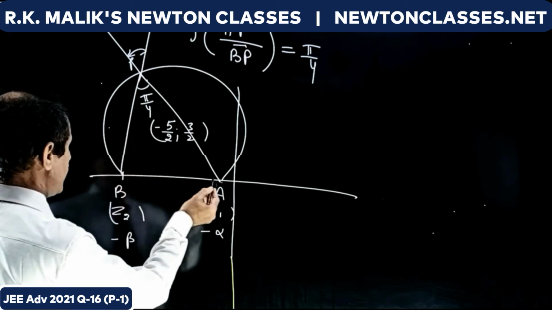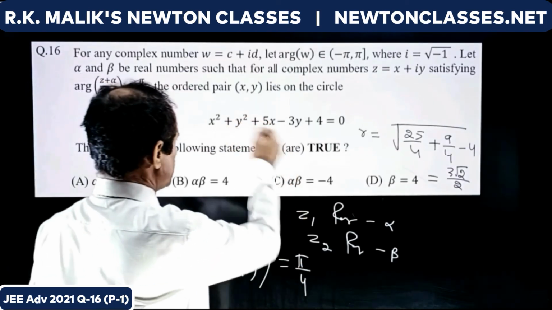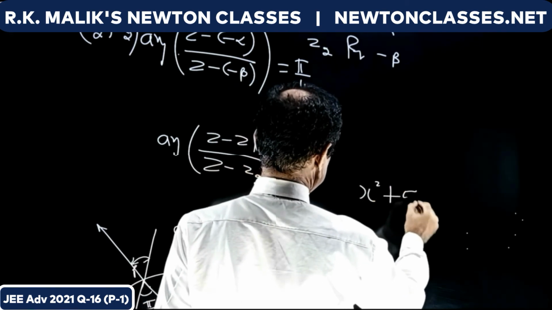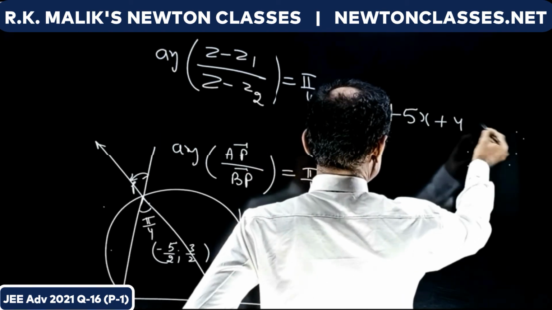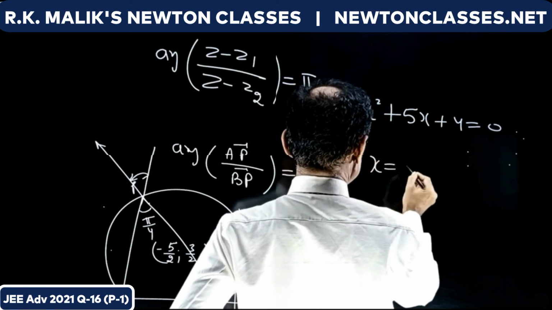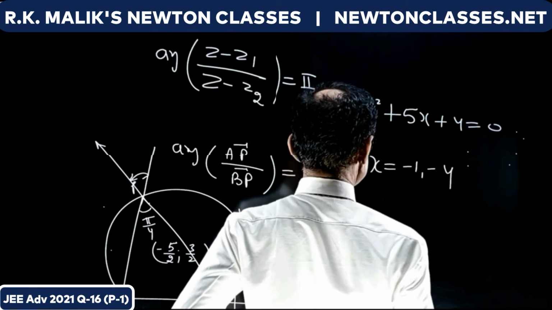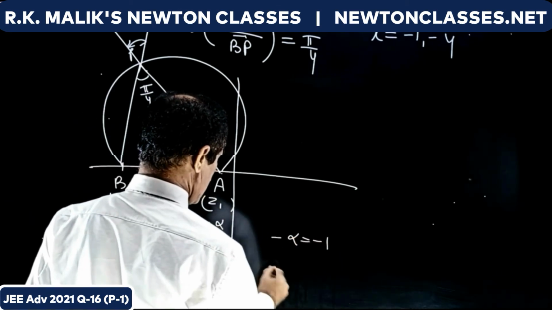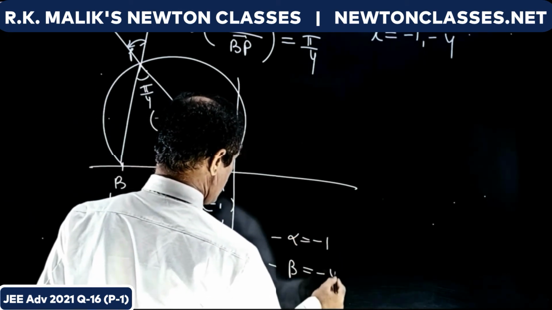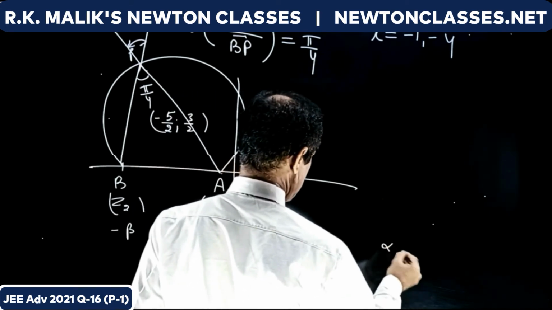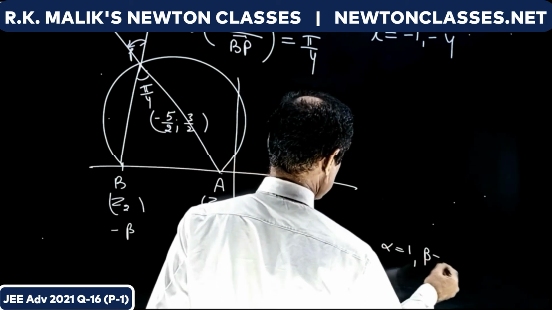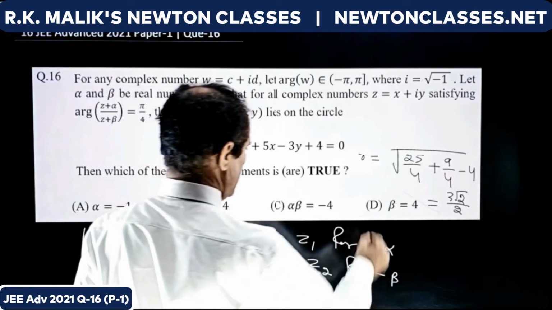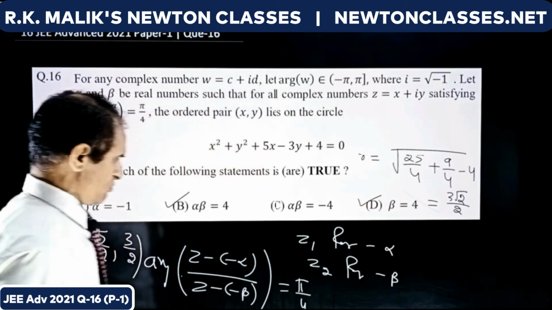And to find these 2 points, simply putting y equal to 0, I get x square plus 5x plus 4 equal to 0. That is, x equal to minus 1 and minus 4. Therefore, minus alpha becomes minus 1 and minus beta becomes minus 4. That is, alpha equal to 1 and beta equal to 4. Hence, B and D are correct choices.